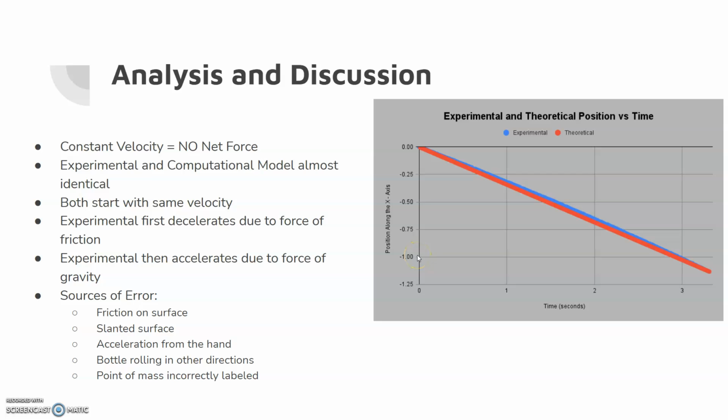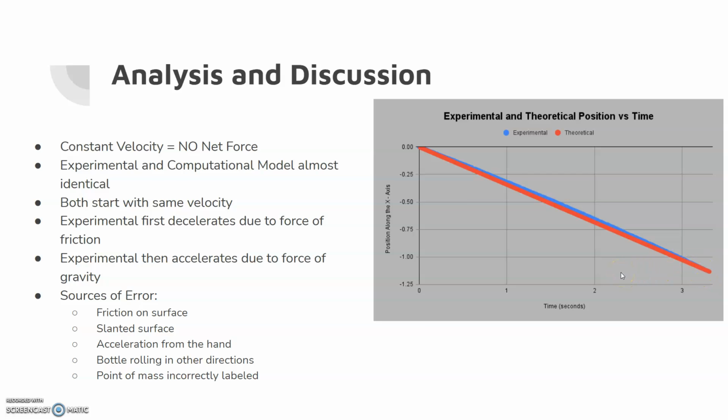And I believe this is due to the force of friction that the table is applying on the water bottle in the opposite direction of motion. So I feel like because of that, the water bottle is decelerating. But then as you can see, it picks back up and matches back up to the line of the theoretical one, which is the computational model.